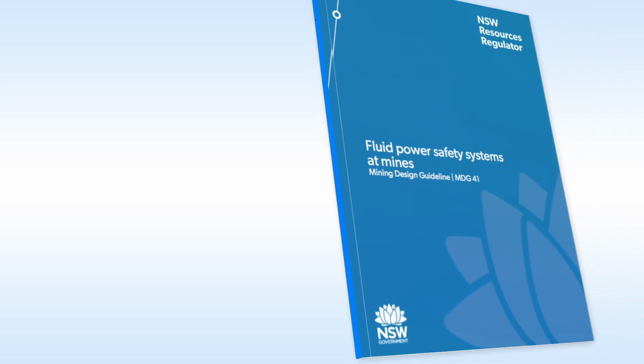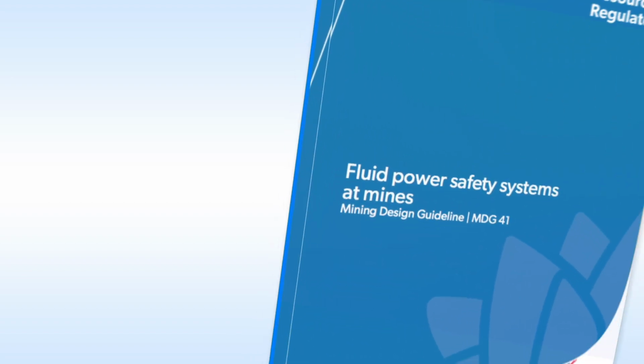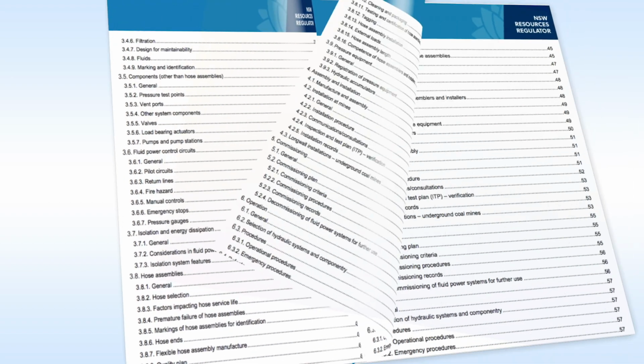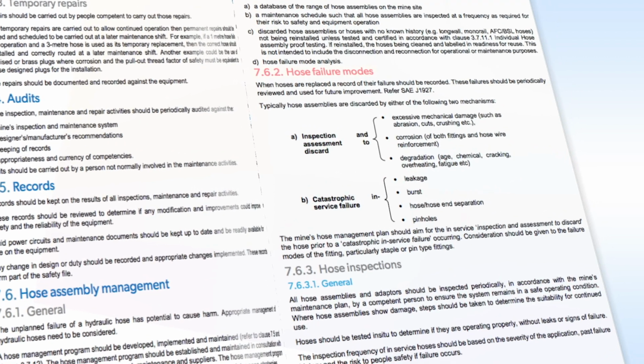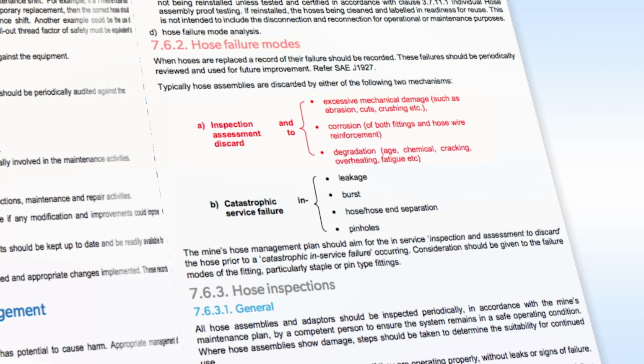Referring to Mining Design Guideline MDG 41, Fluid Power Safety Systems at Mines, 7.6.2, hose failure modes. Typically, hose assemblies are discarded by either of the following two mechanisms. A. Inspection and assessment to discard reasons included: excessive mechanical damage such as abrasion, cuts and crushing, corrosion of both fittings and hose wire reinforcement, degradation age, chemical, cracking, overheating and fatigue. B. Catastrophic in-service failures, leakage bursts, hose to hose end separation and pinholes.